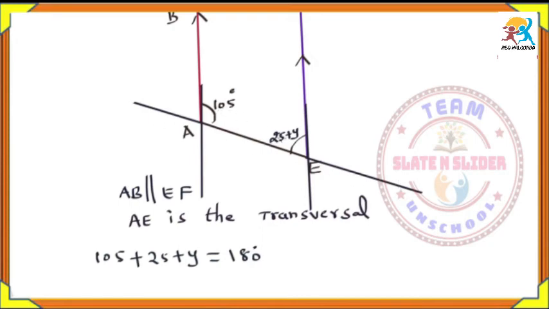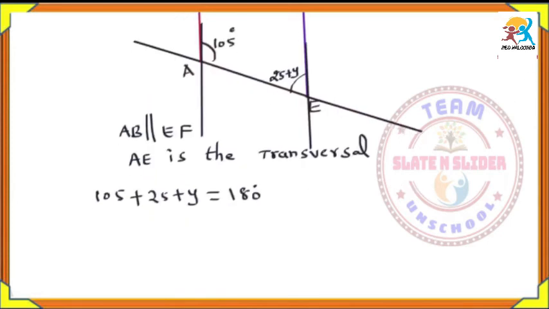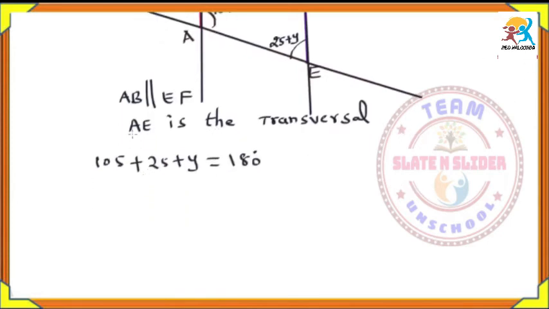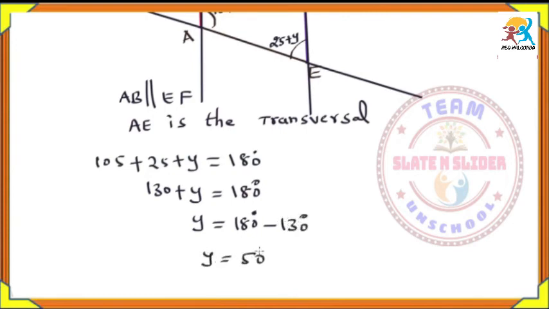Here 105 degrees and 25 plus y, these two angles are on the same side of the transversal, and the two are interior angles, so their sum is 180 degrees. So from that I can write that is 180 degrees. So here 105 plus 25, that is 130, plus y is equal to 180 degrees, and y is equal to 180 degrees minus 130 degrees. So y is equal to 50 degrees.